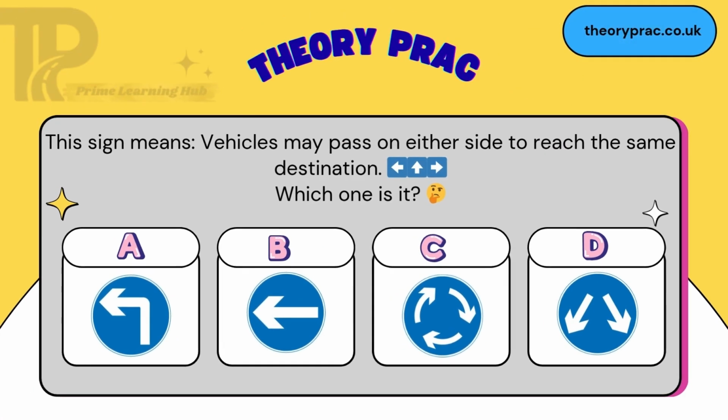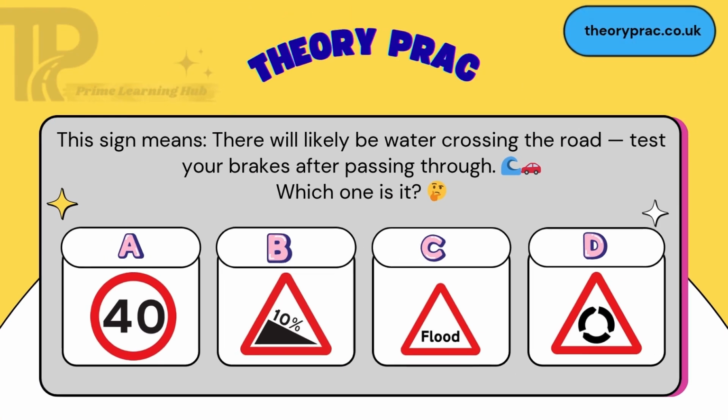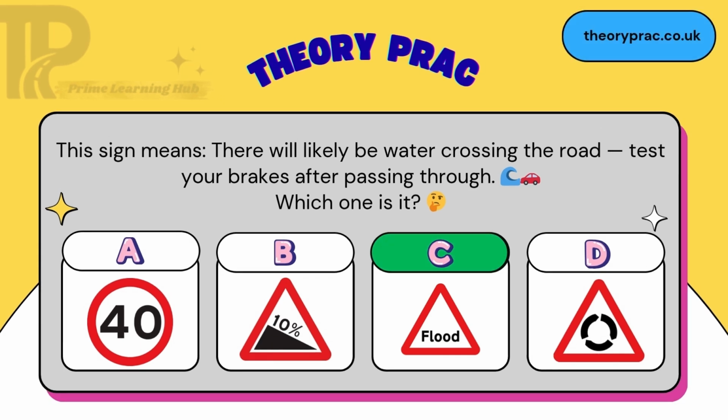This sign means vehicles may pass on either side to reach the same destination. Which one is it? The correct answer is D. This sign means there will likely be water crossing the road. Test your brakes after passing through. Which one is it? The correct answer is C.